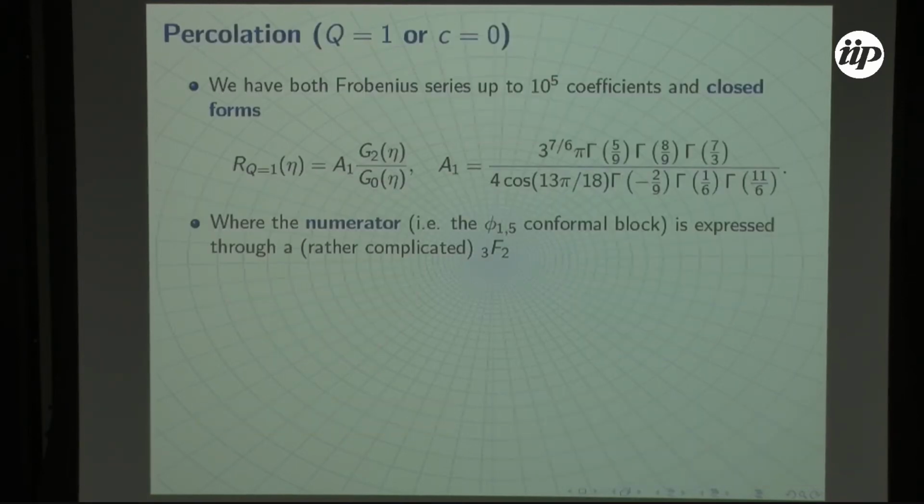So I give some formulas. So for instance, these are all explicit. For instance, the ratio R at Q equal 1 in terms of the anharmonic cross ratio is given by the ratio of these two blocks. I call them G2 and G0. So these blocks, also the denominator actually, can be expressed in terms of hypergeometric 3F2, but it's a rather involved expression, so I don't write it because it's kind of useless to write it here. But they are known in terms of the function 3F2.